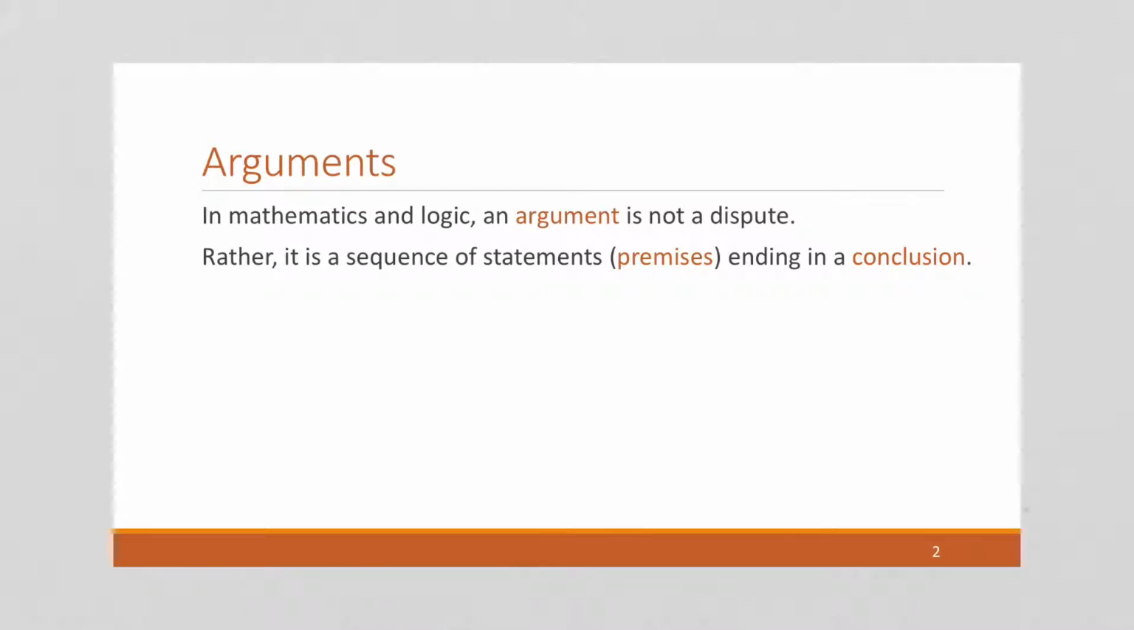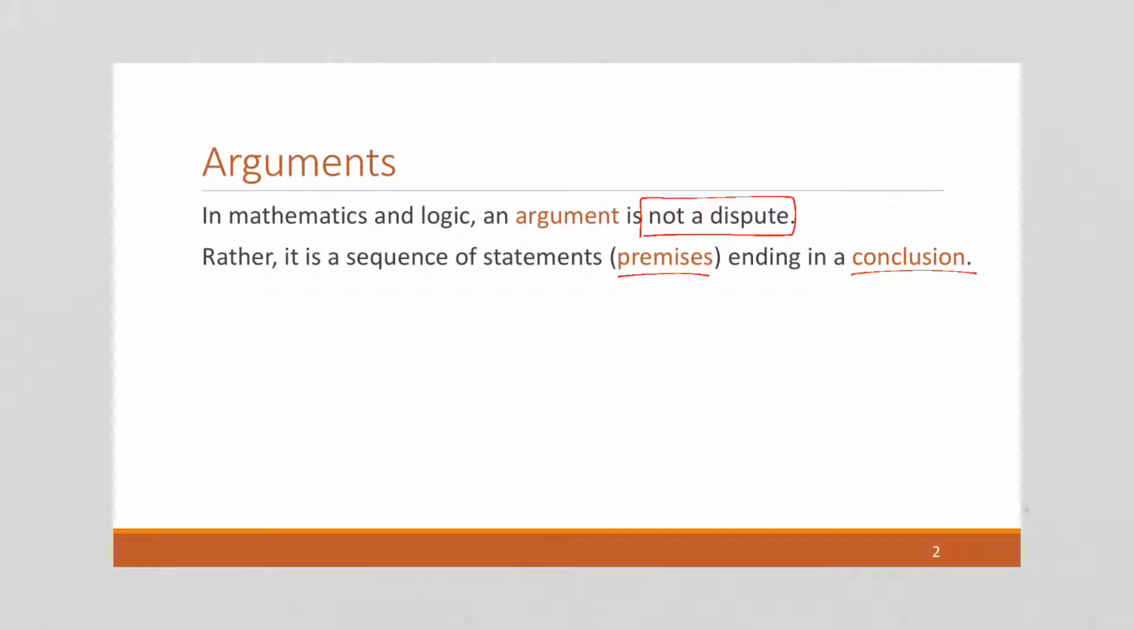So in mathematics, an argument is not a dispute. This is not a disagreement. This is not something, you know, an argument you're having with a family member. Instead, it's just a sequence of statements called premises that end in a conclusion. And the idea is a valid argument means that if the premises are true, then the conclusion follows automatically.